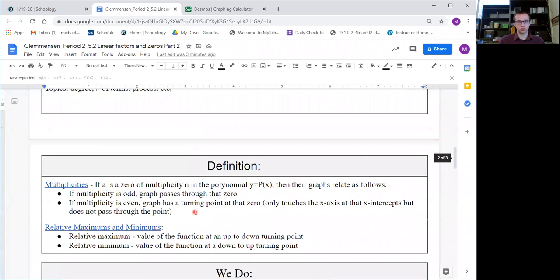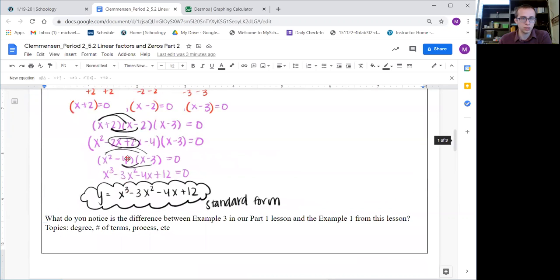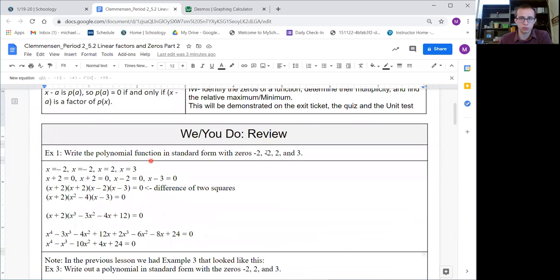So let's move on to our definitions. We have 2 different definitions for today, multiplicities and relative maximum and minimums. The multiplicities has a very strong definition right here where it's talking about if A is a 0 of multiplicity n in the polynomial, then all this relates. What we're really going to talk about with multiplicities is it just means how many of a 0 are in the answer. All right. So like up here, for this problem right here, we had 2 negative 2's.